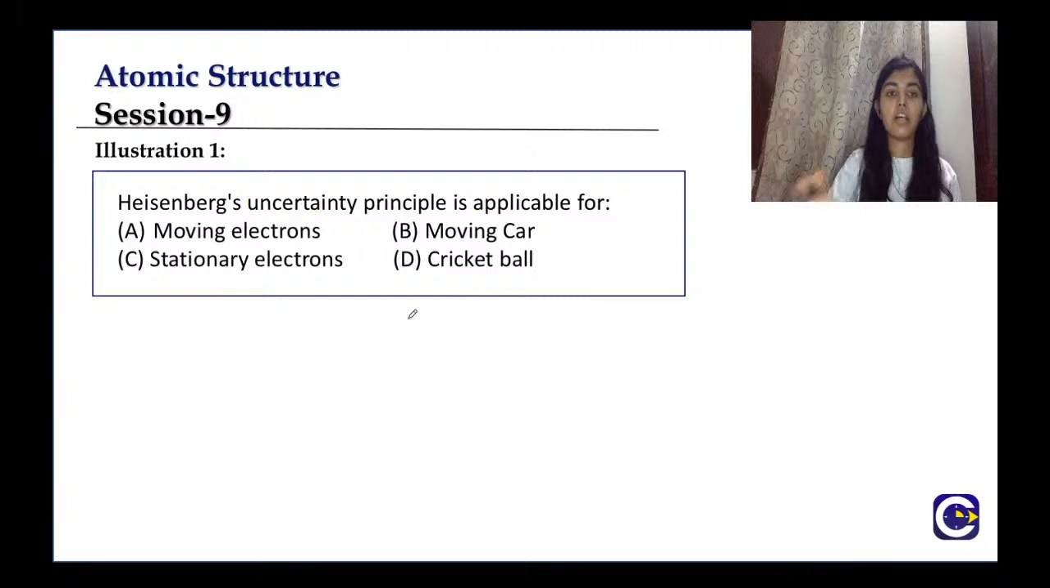Okay, so this is a question. Heisenberg's uncertainty principle is applicable for A, moving electrons, B, moving car, C, stationary electrons, or D, cricket ball. What should be the answer for this particular question? After this, we are having one more question and then we will be done with the session. Answer fast. Heisenberg uncertainty principle is applicable for what? Moving electron, moving car, stationary electrons, or cricket ball?